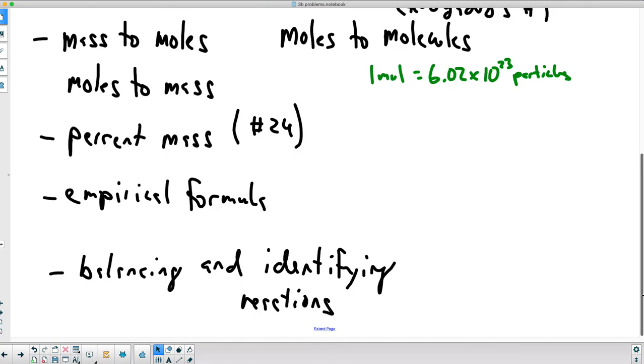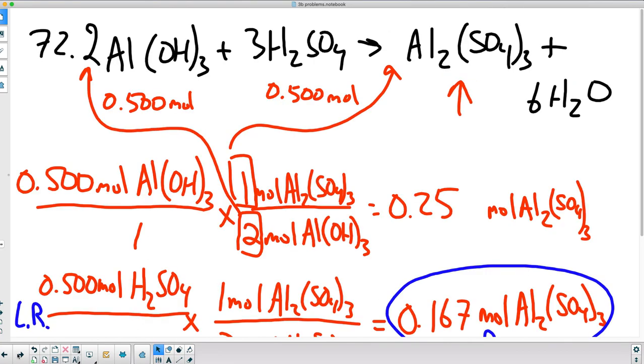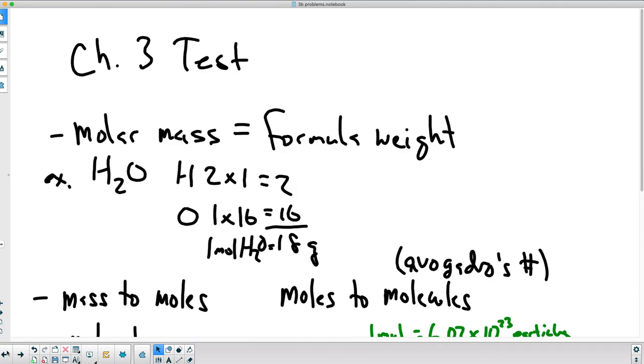Balancing and identifying reactions. Guys, we spent a lot of time balancing and identifying reactions. You should be able to do that. There may even be some predicting products like sheet 4, 5, 6, and possibly 7 on there. And I think that's it. Okay, this is just an example of a limiting reactant. There are no limiting reactant problems on the chapter test, but you should be able to do a mass-to-mass problem. You should be able to do mole calculations.